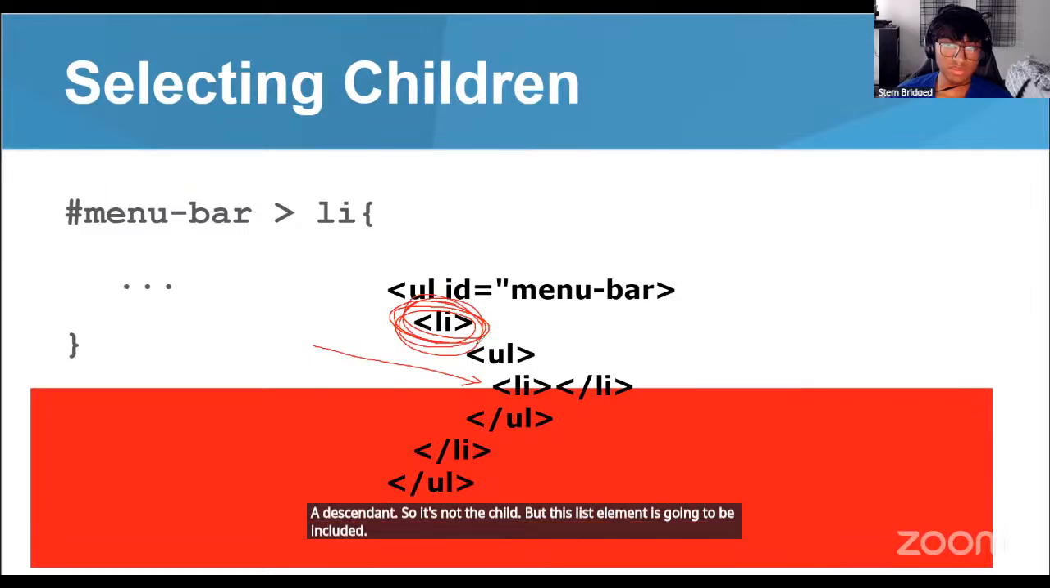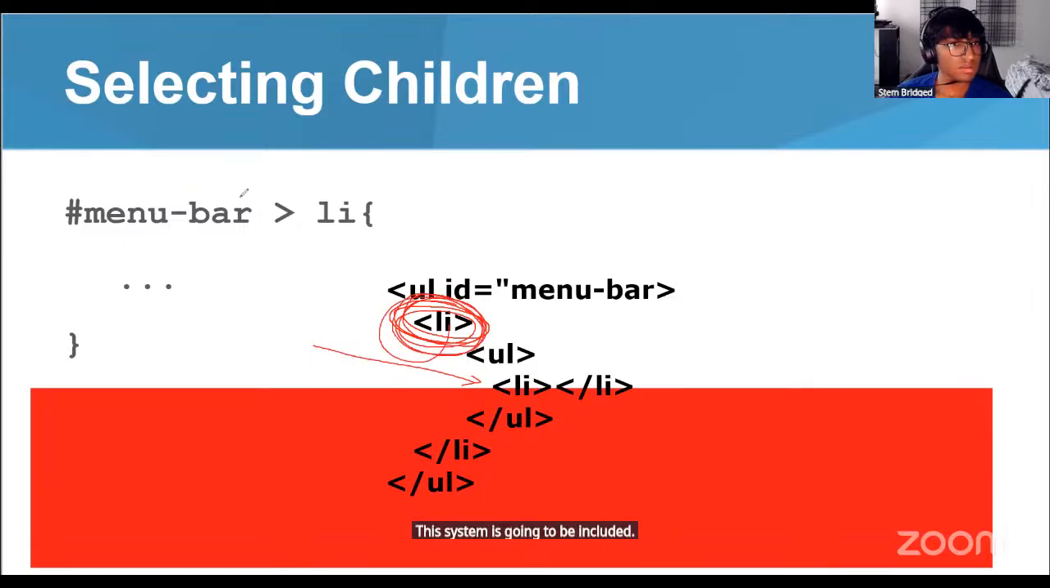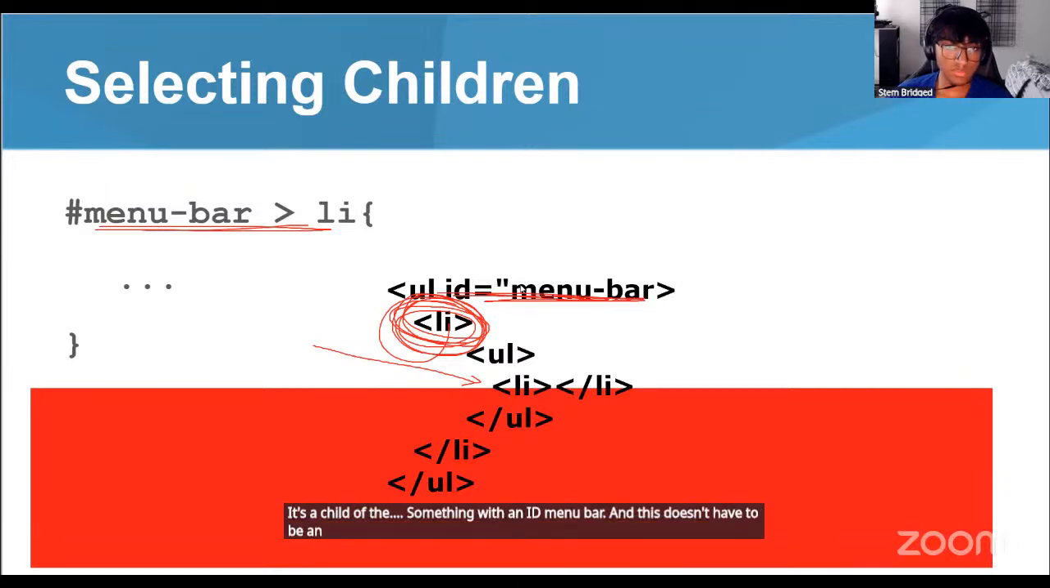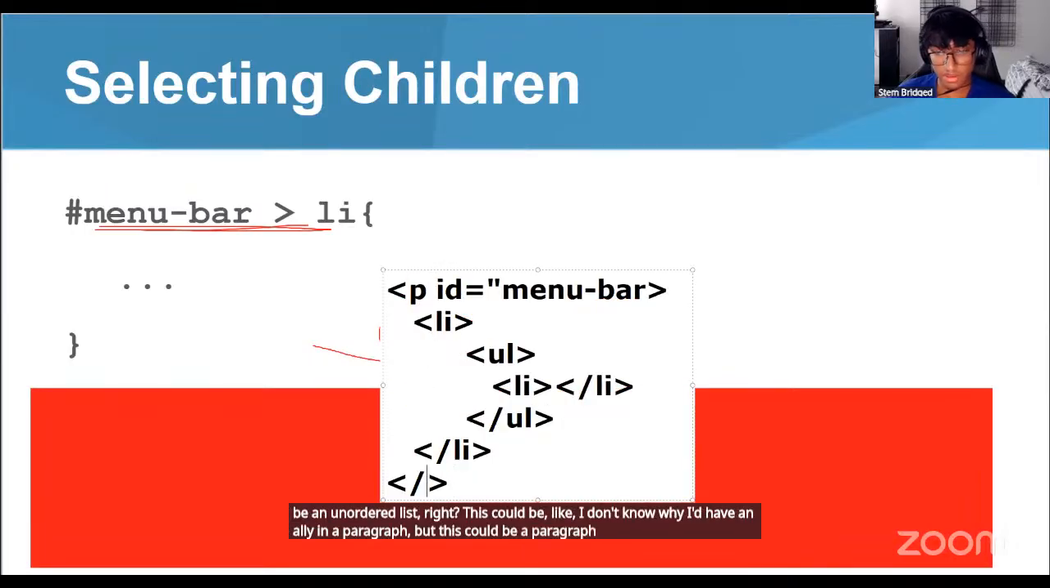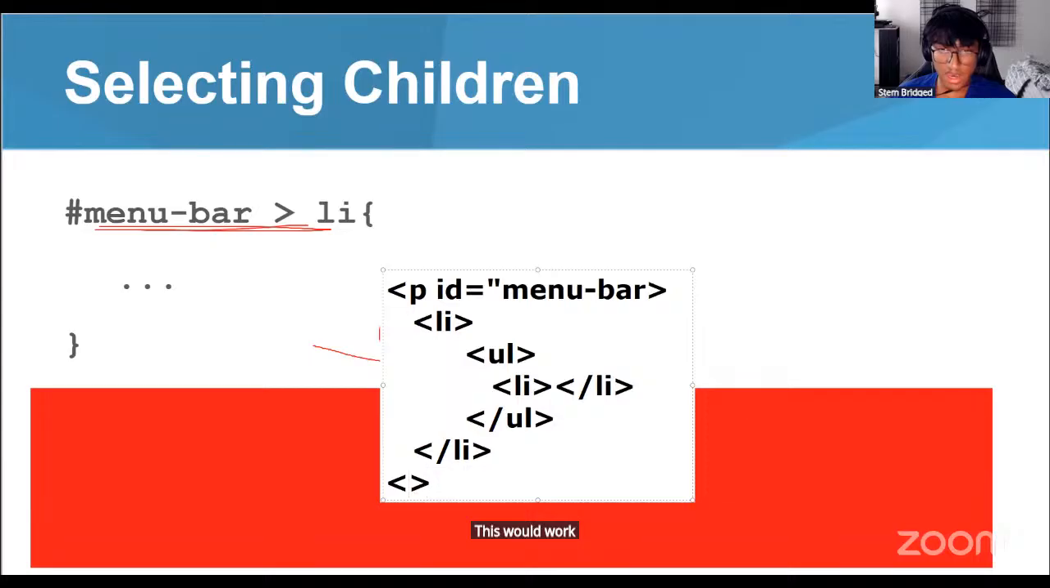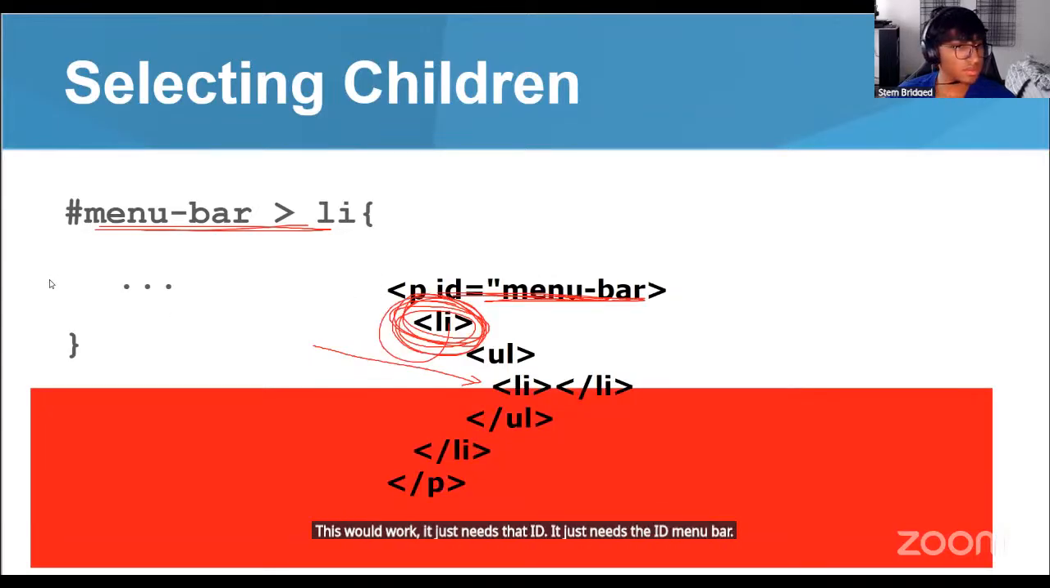But this list element is going to be included, because it's part of this. It's a child of something with an ID menu bar. And this doesn't have to be an unordered list, right? I don't know why I'd have an li in a paragraph, but this could be a paragraph, and this would work. It just needs that ID. It just needs the ID menu bar. All right, let's move on to the next slide.